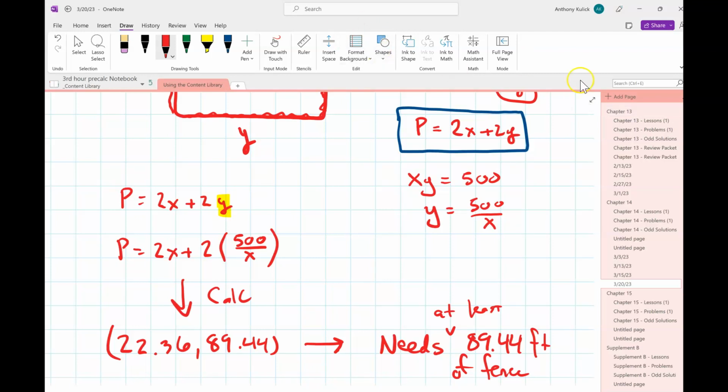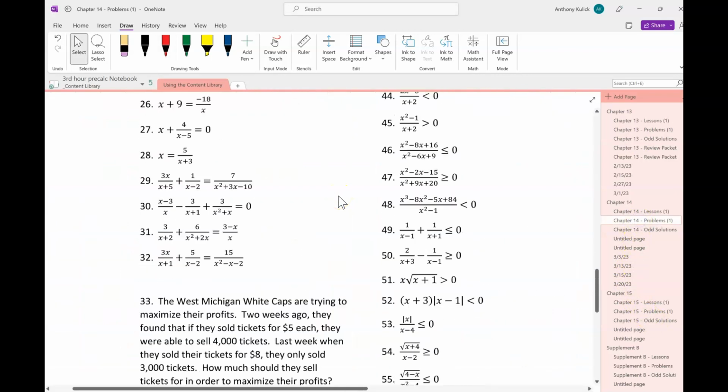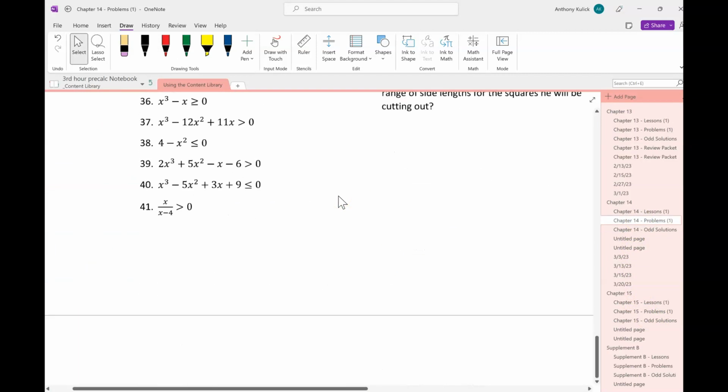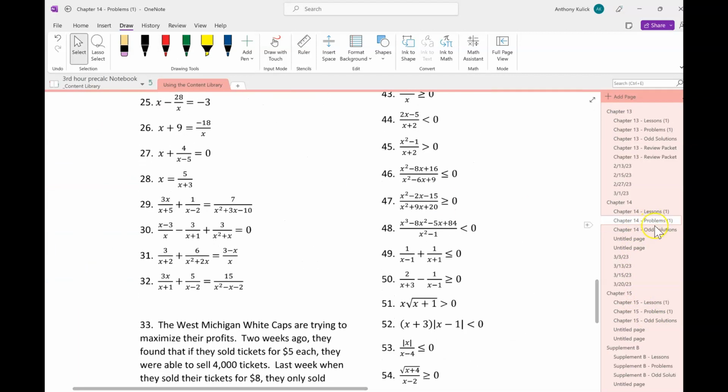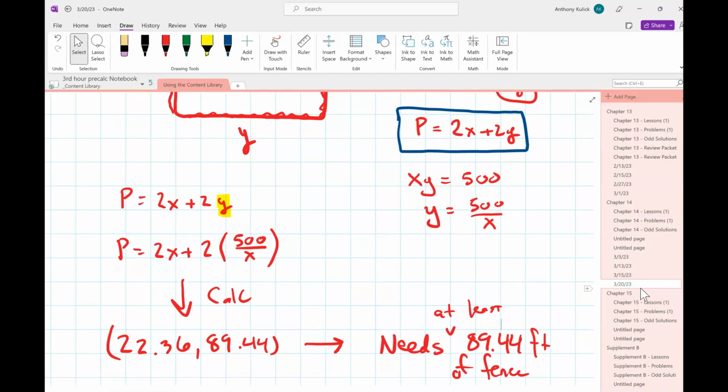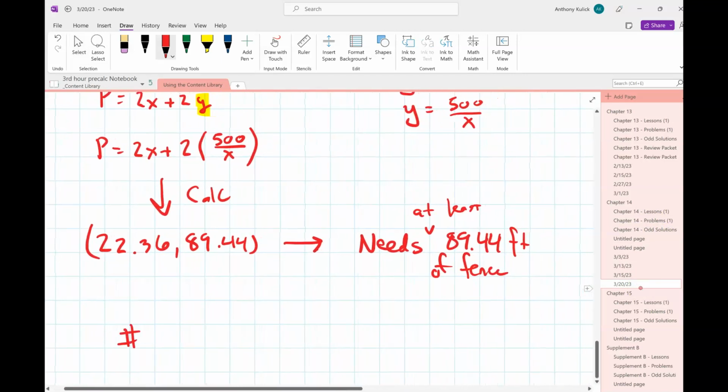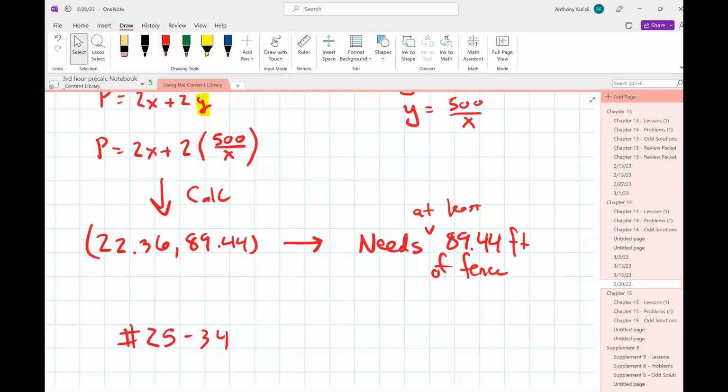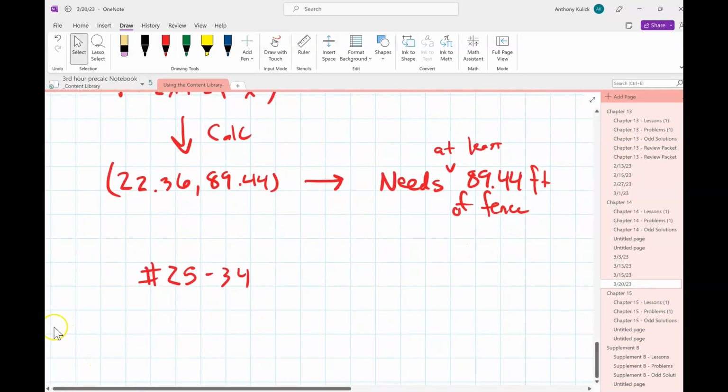What do you guys think? Not too bad, right? We can do this. All right. So at this point, you guys should be able to do like 25 to 34. But let's do a couple of these together, eh?